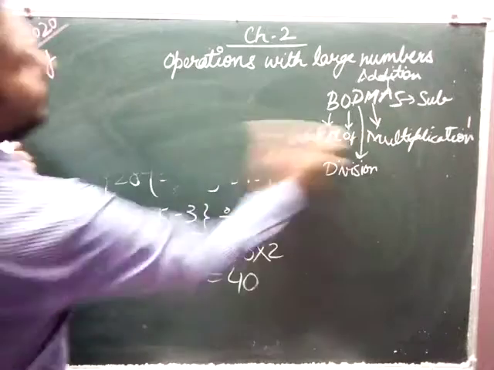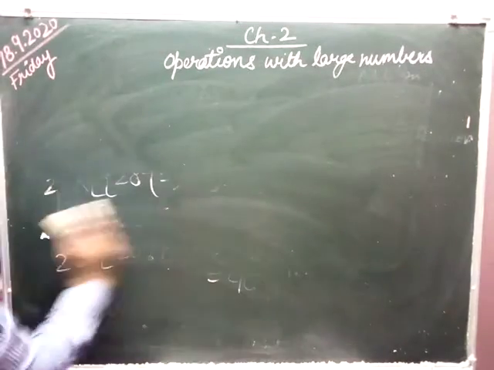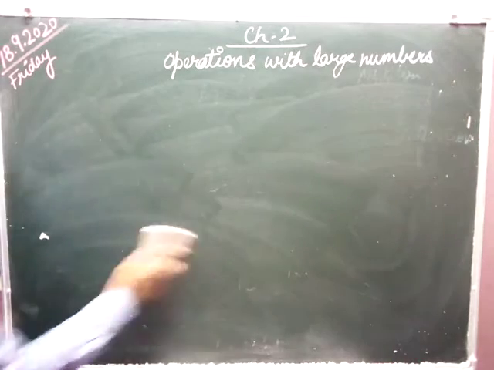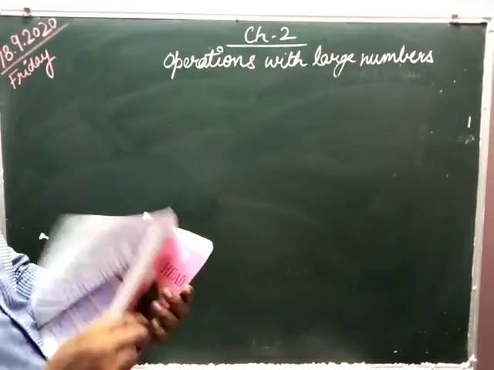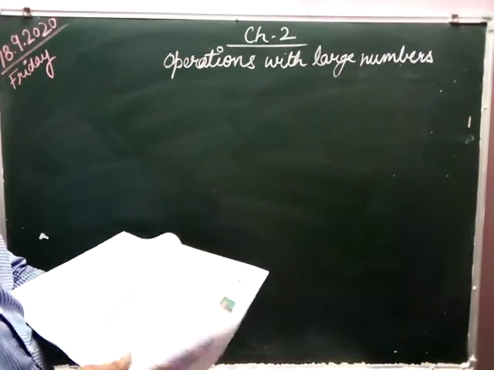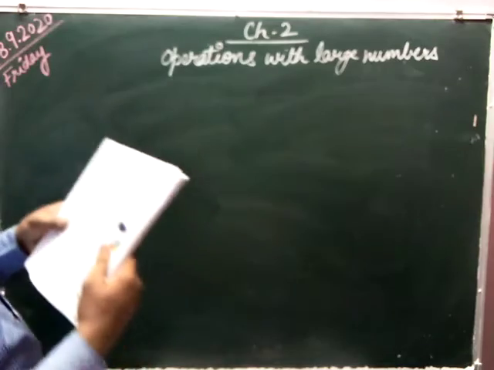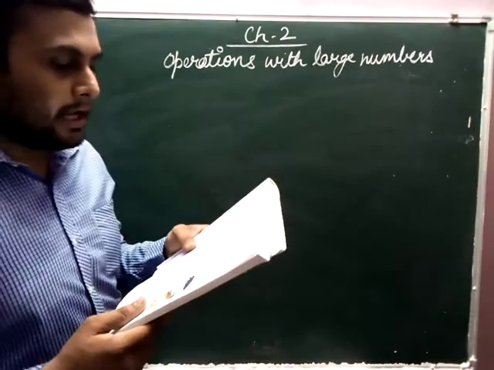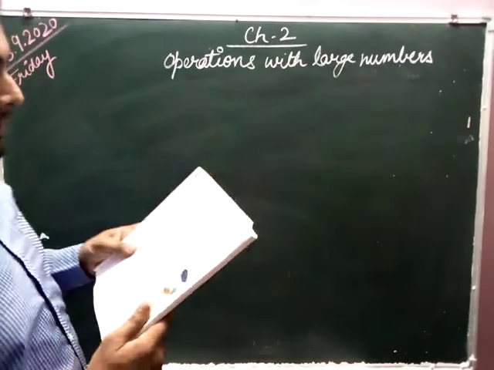Now student, we have to do some story sums. Before the story sums, the exercise 2.10 is there. The price of a dozen exercise books is rupees 72. Find the cost of 18 exercise books.